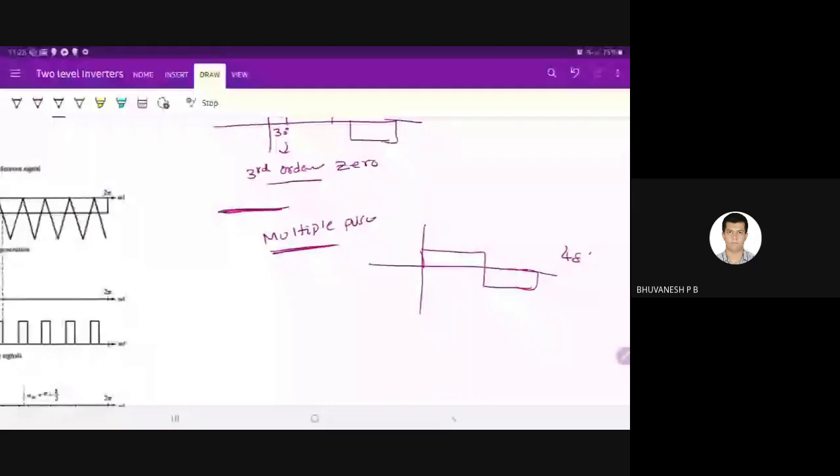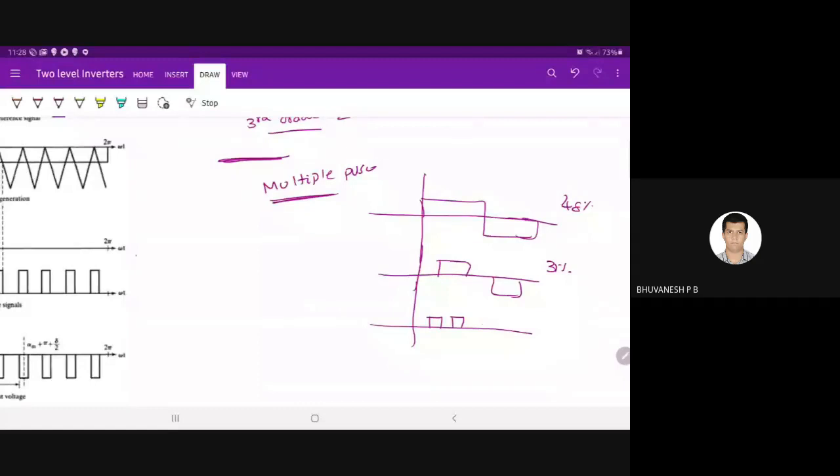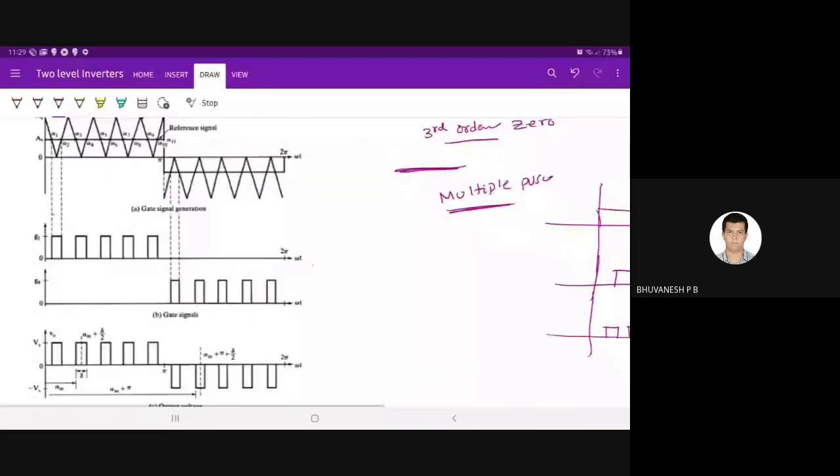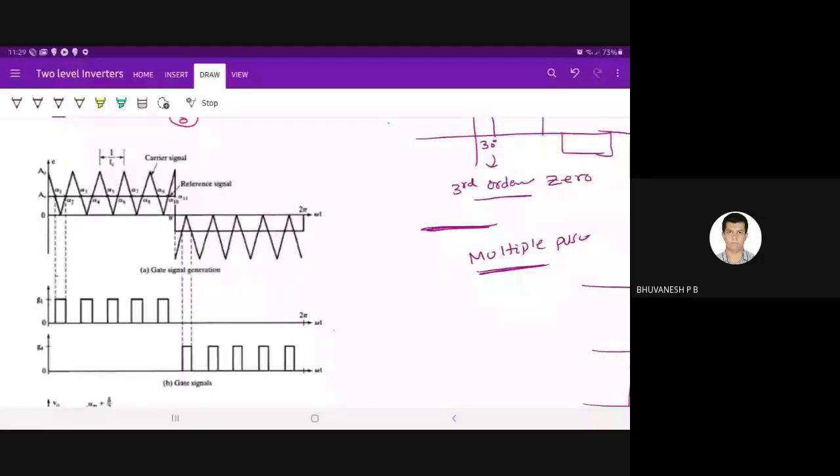So when you have this quasi square waveform, its THD is reduced to some 31%, right? If we have two pulses, it may be further reduced. With that idea, they used multi-carrier or multi-pulse PWM, multiple pulse PWM.